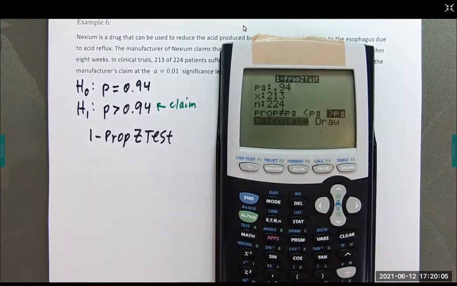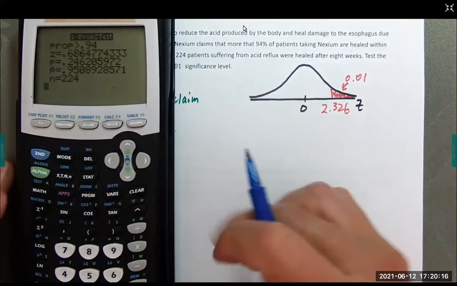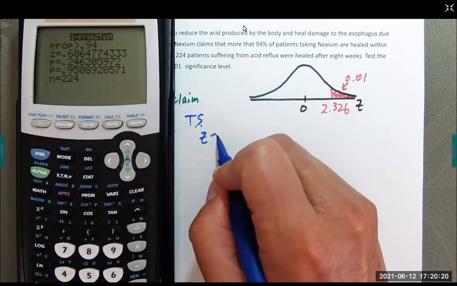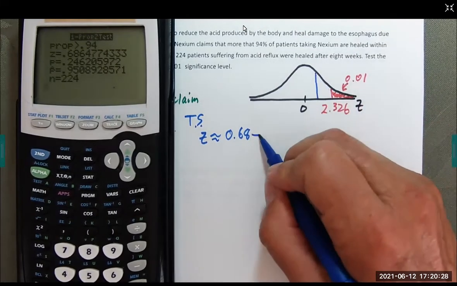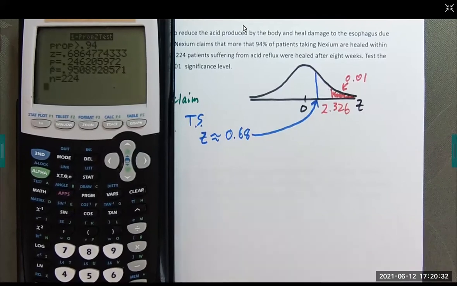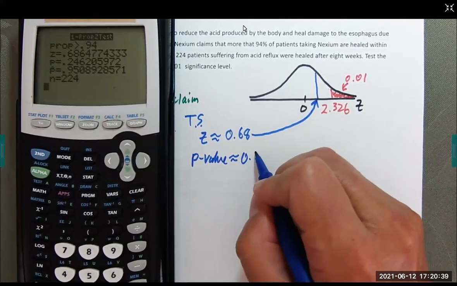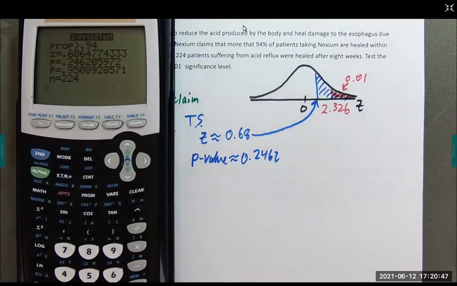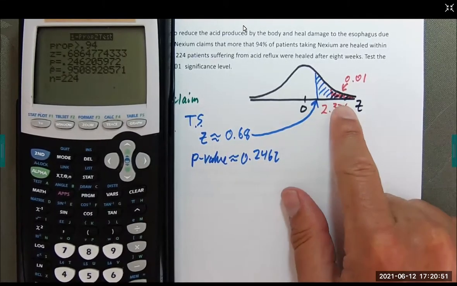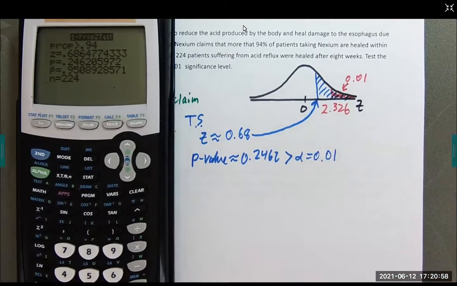What we're going to get is the test statistic, and we're going to use that test statistic to compare to our critical region. So here we go. All right, our test statistic Z is about 0.68, which is about right there. And our p-value is right here, 0.2462. Now there's 2 ways to look at this. I can say my test statistic is not in the critical region, or I could say that my p-value is way bigger than my alpha. Both bring us to this exact same conclusion.